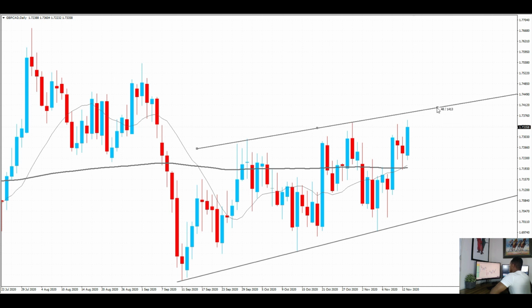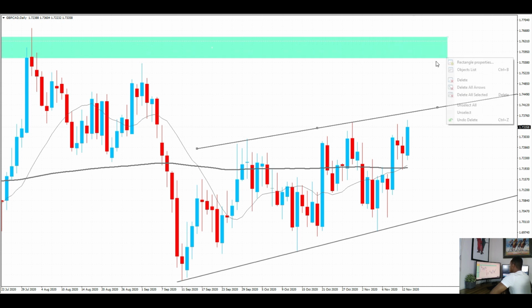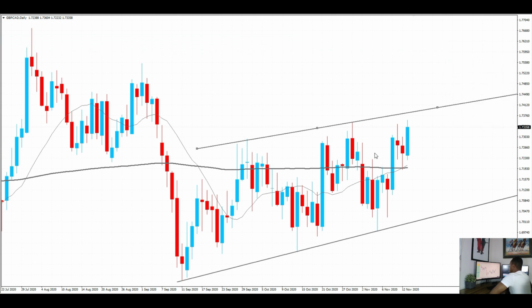Again, we can still easily see price break through this channel, resume off it and continue higher. Again, we do have resistance all the way up here. Price could be looking like it wants to target that resistance all the way up there. So there is room to move to the upside, but bias is still to the downside for this one.